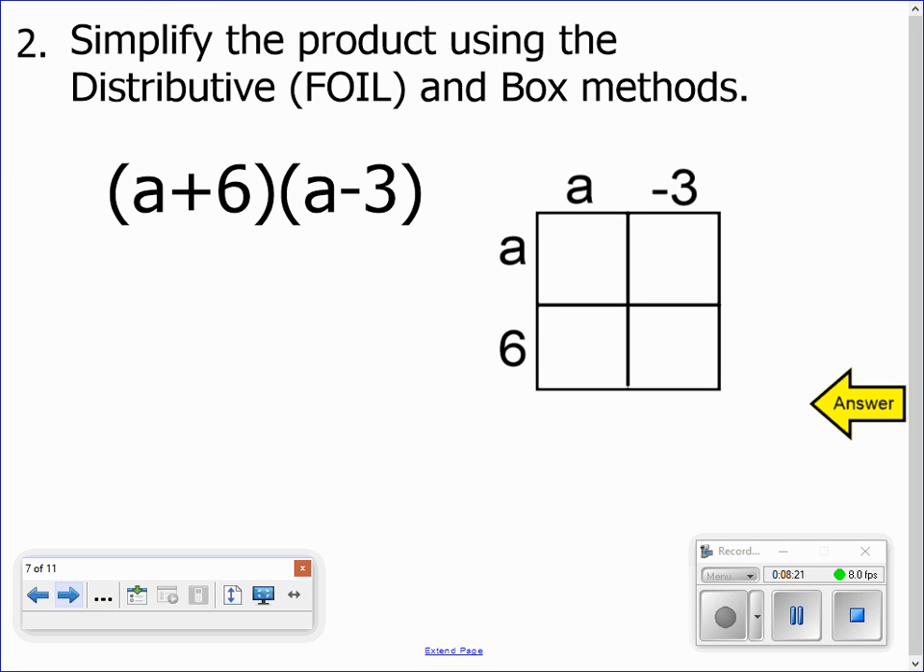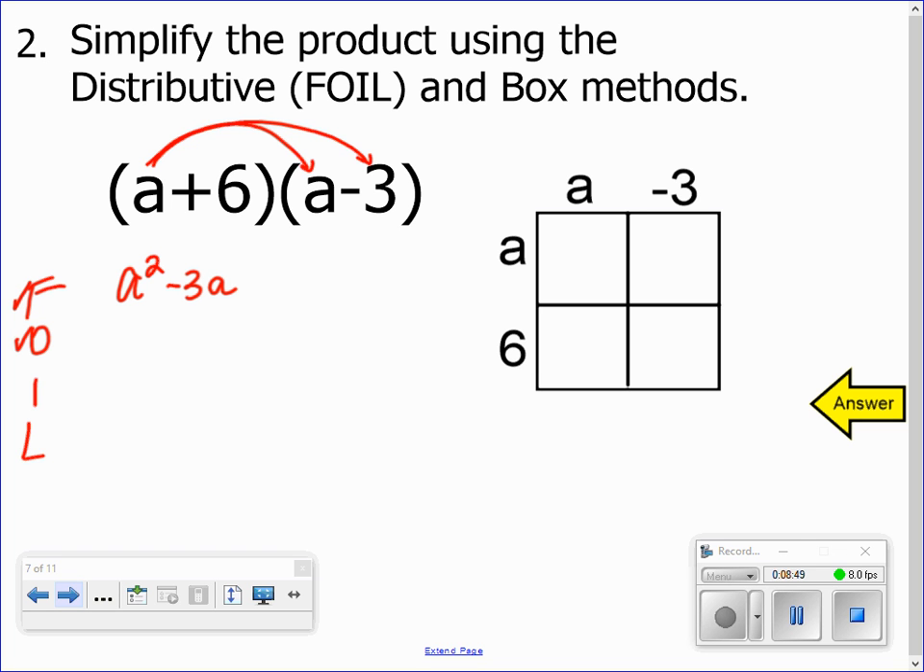I'm going to stick with the FOIL method here just for the sake of time so that this video is not super long, but know that you can do the distributive property or the box method on here as well. If I'm doing FOIL, remember that's first, outside, insides, and last. So I start with my first. That's a times a, which is a squared. I move to my outsides, which is a and 3. So that's a times negative 3, which is minus 3a.